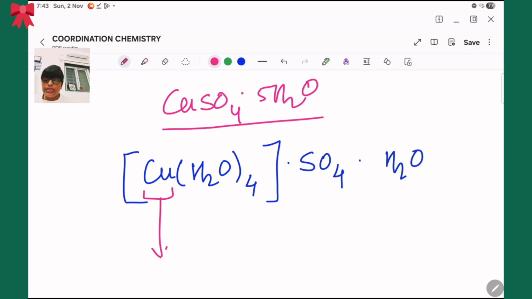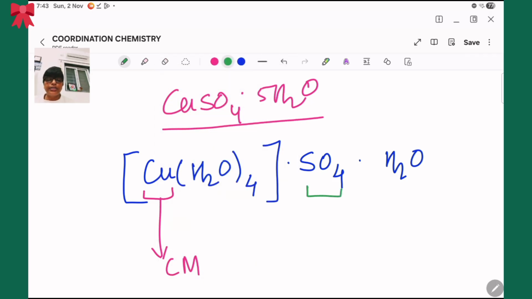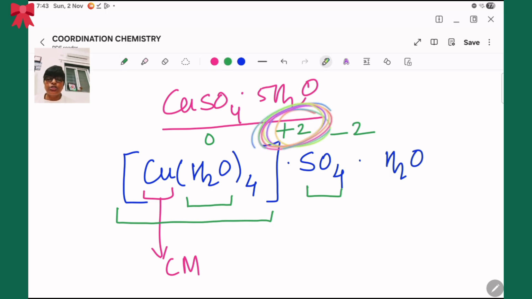So children, this is a coordination compound, and what is the central metal atom or ion over here? Copper is the central metal. Whether it's an ion or an atom, let's calculate. The charge on sulfate is -2. The charge on this coordination entity will be +2. The charge on water is 0, so 4 into 0 is 0. So the charge on copper should be +2, because the overall charge has to be +2. So it is a central metal ion.